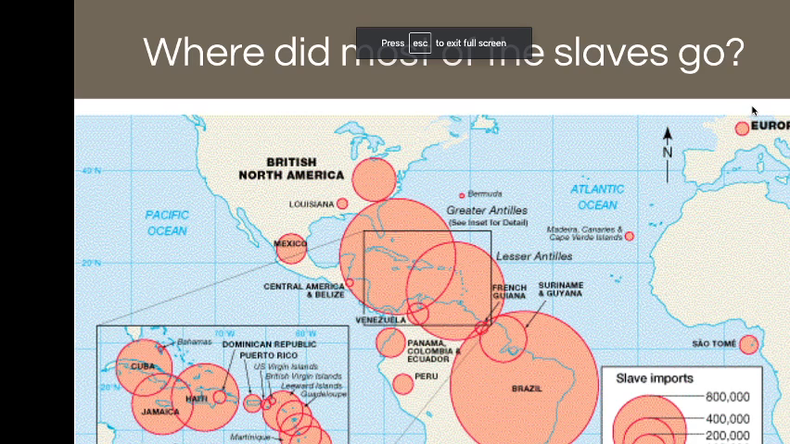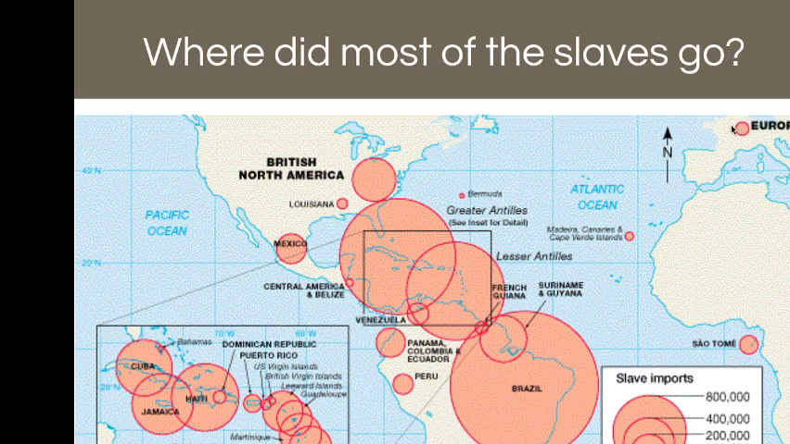I'm going to take a second and make this a little bit bigger so that everybody can see it on their screen. This chart is showing us the number of African slaves that were brought to the New World, and the size of the circles is proportionate to the number of slaves that were imported. When you look at this, it gives you maybe a different perspective than you would normally or naturally have.